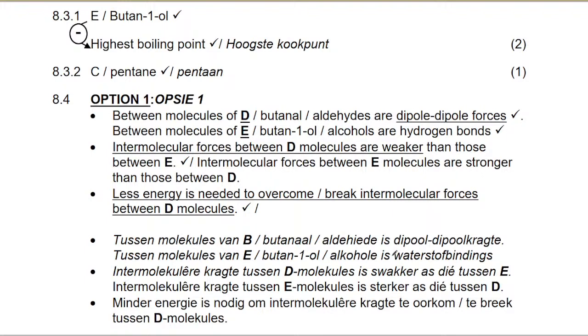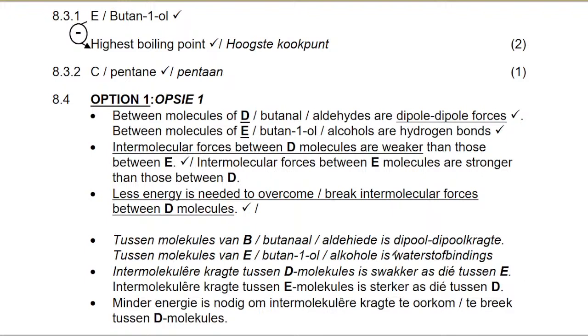So 8.3.2, weakest intermolecular forces. The one with the weakest intermolecular forces will be the one with the lowest boiling point of the 3. So in this case, comparing C, D, and E, C will be the answer, which is pentane. It can be C or pentane, we accept that.